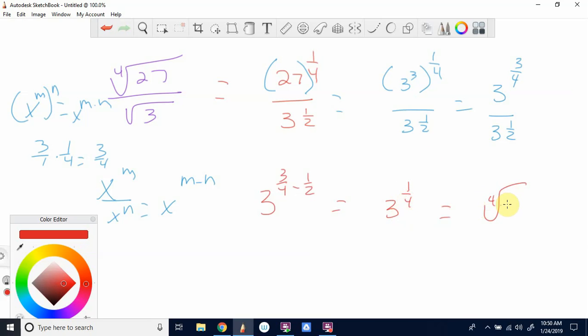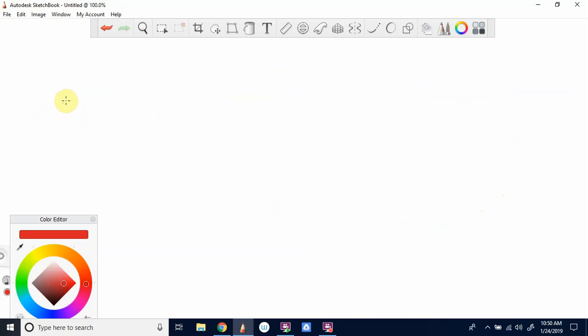Or you can say the 4th root of 3. Both these answers are acceptable. Let's look at B. B says simplify the cube root of 64z to the 6th. Well, I can rewrite this. 64, isn't that 4 cubed? And so there's 2 ways of simplifying this.